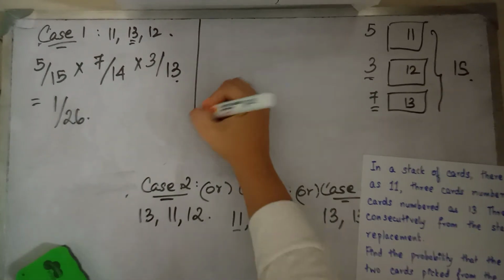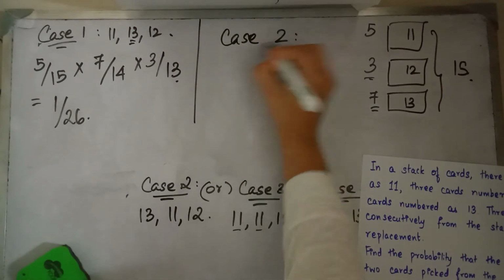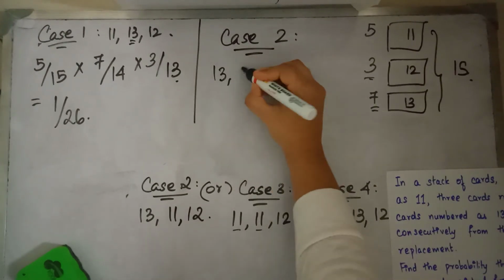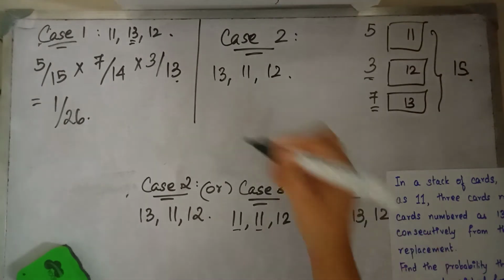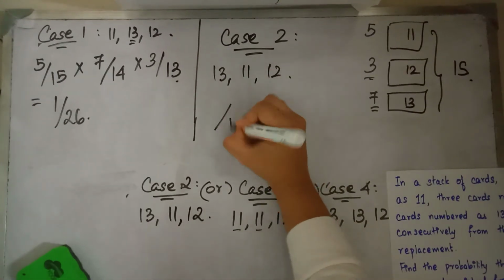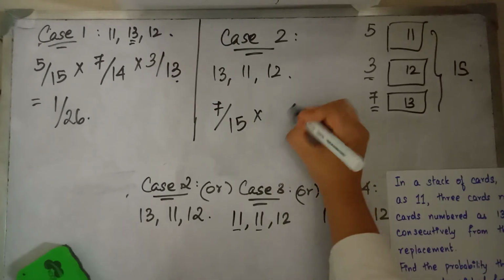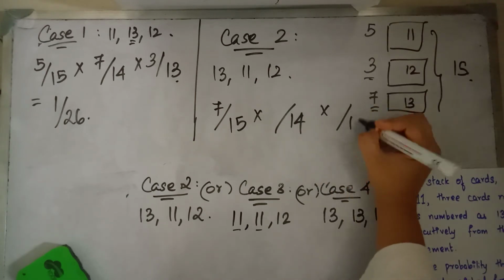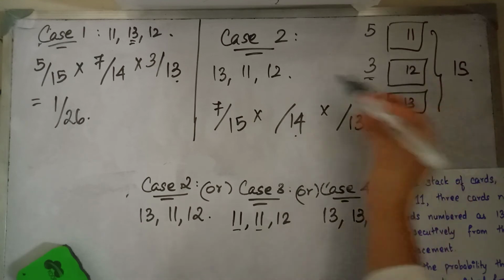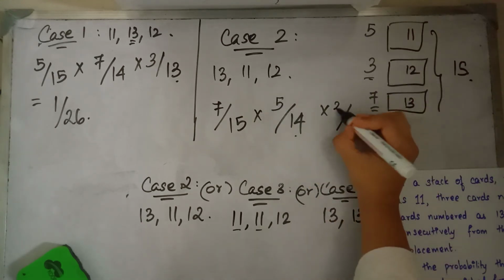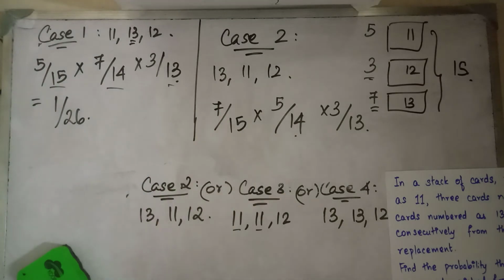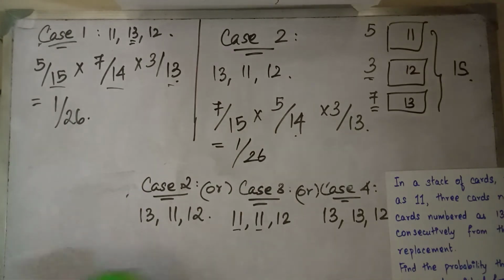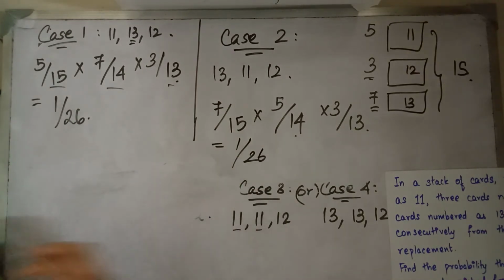Let's look at case 2. In case 2, I need to get 13 and then 11 and then 12. What's the probability of me getting 13? 7. 11. Probability of me getting 11 would be 5 and 12 would be 3. It will be the same as this one. If you notice, it will be the same 1 by 26. Let's look at case 3.